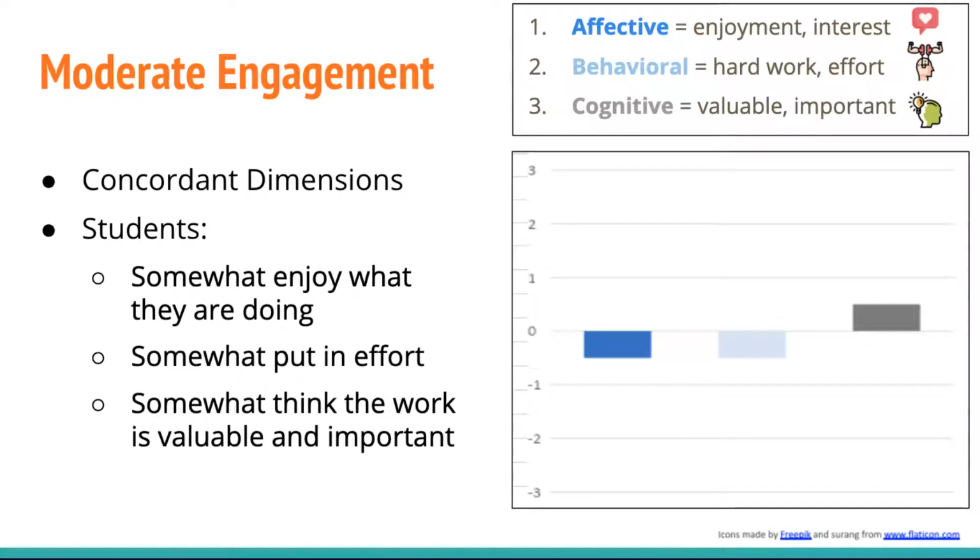The next profile, the dimensions are still hanging together, but they're hanging around that average mark now. So we call this moderate engagement, and it's where students are somewhat enjoying what they're doing, they're somewhat putting in effort, and they somewhat think the work is valuable and important.